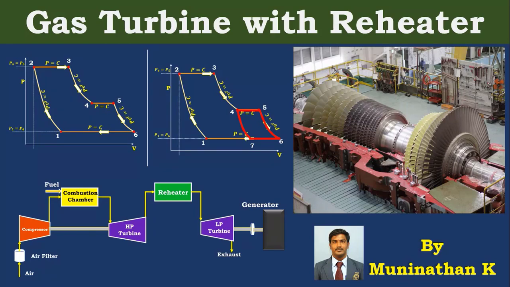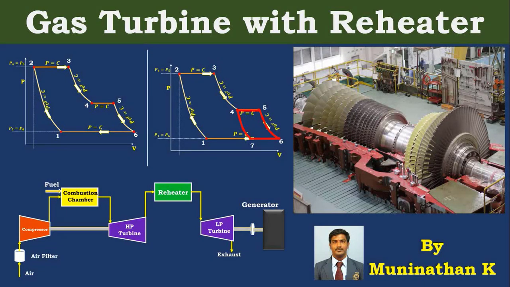Welcome to Tom Science. Today's topic is about gas turbine with reheater. Reheater is a device which is placed between two turbines. If it is a two-stage turbine, we have one reheater; if it is a multi-stage turbine, then we will be having multiple reheaters.